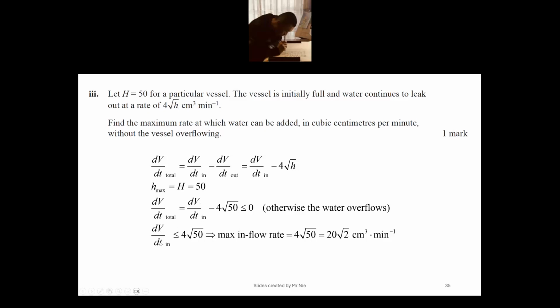Then you would get dV/dt in, which is like a constant rate of inflow, is less than or equal to 4 root 50. Therefore, the largest possible inflow rate you can apply is 4 root 50, or if you simplify that, that will be 20 root 2 in centimeters cubed per minute.